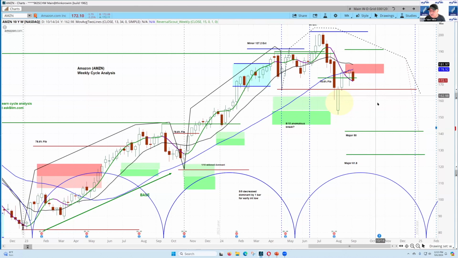Likely going to happen sooner rather than later because I think that the stock market is going to get hit into this September, October, or November period. So, and you can see in here the projections coming down to as low as about $141 over here, which is the major 50% retracement level. So this is weak. So now let's take a look at the daily chart.